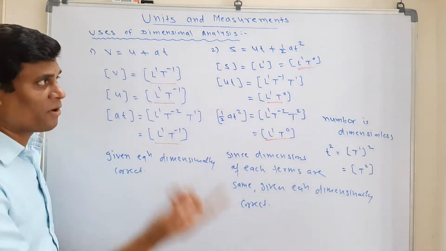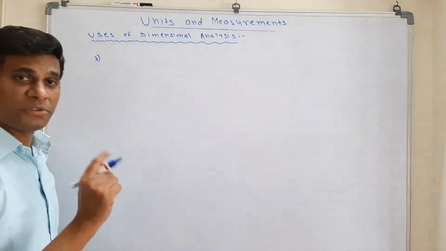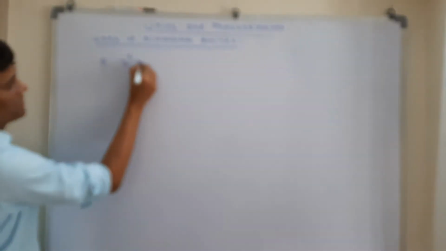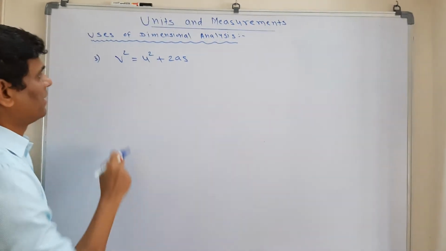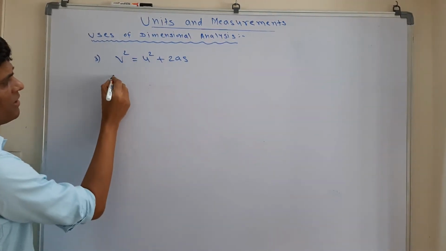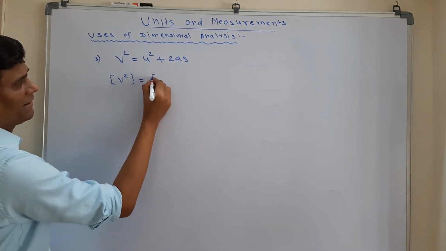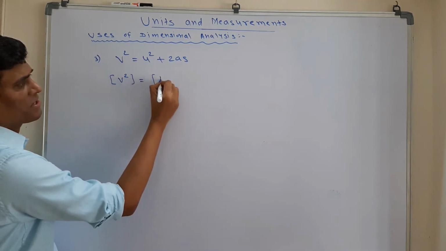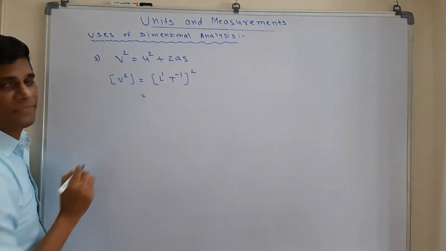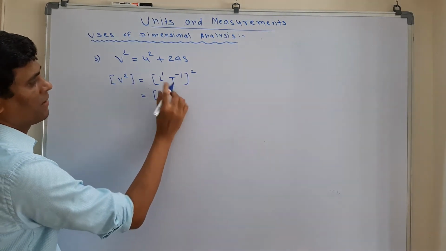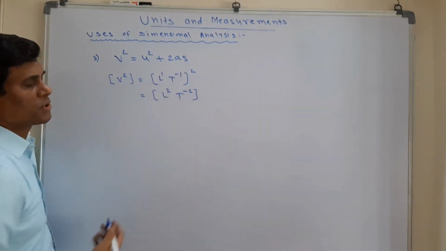Okay, we'll see one more example for first use, that is to check the correctness of an equation. Third, v square is equal to u square plus 2as. Again, based on first use only, write the dimension of all three terms. First term we have v square. Velocity dimension is L raised to 1, T raised to minus 1, raised to 2. So this is nothing but L raised to 1 into 2, T raised to minus 1 into 2, that is L squared T raised to minus 2.